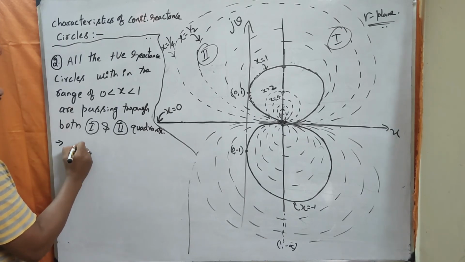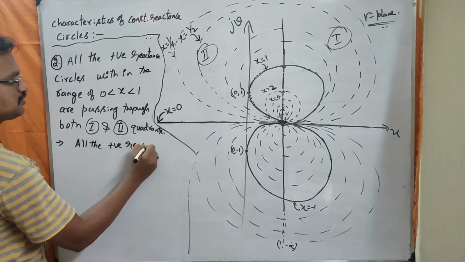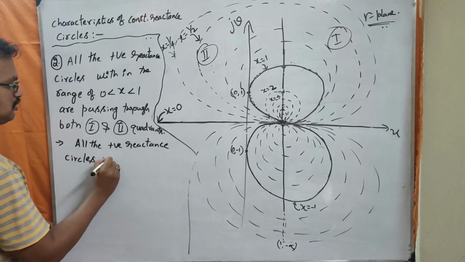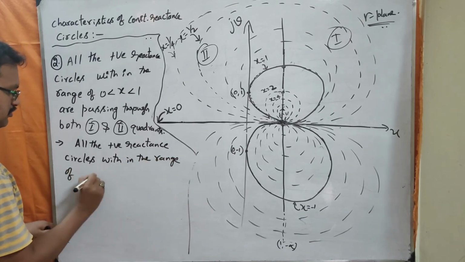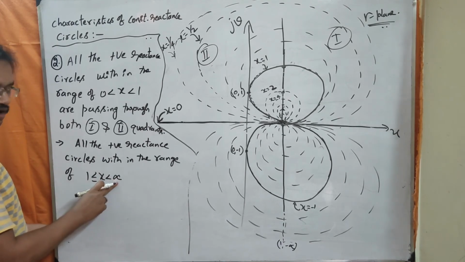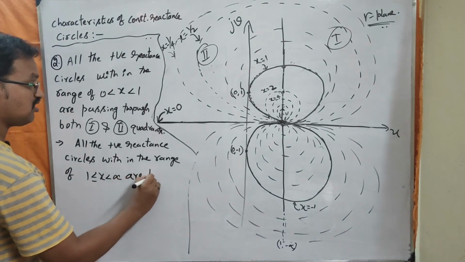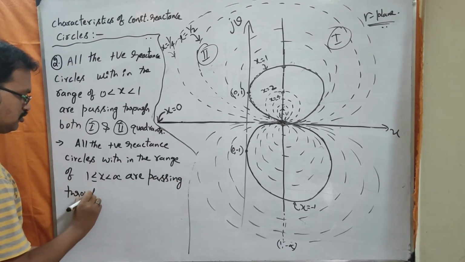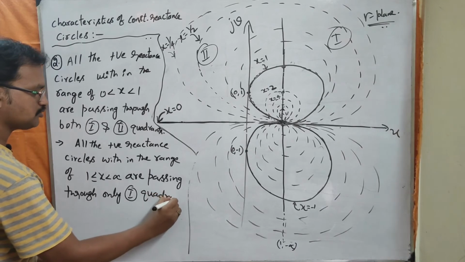Next, in the same point I am writing: all the positive reactance circles within the range of 1 to infinity, I am including 1, but I am not including infinity. Okay, so 1 to infinity are passing through what? Are passing through only the first quadrant. Yes or no? Are passing through only the first quadrant.